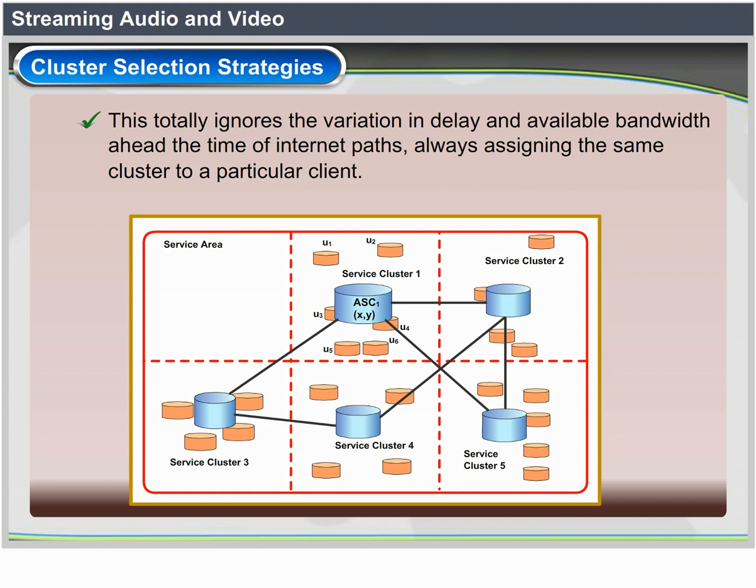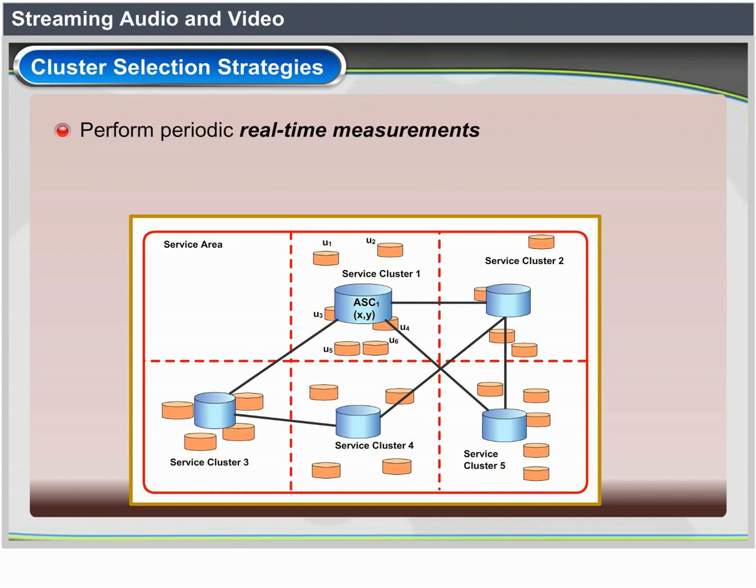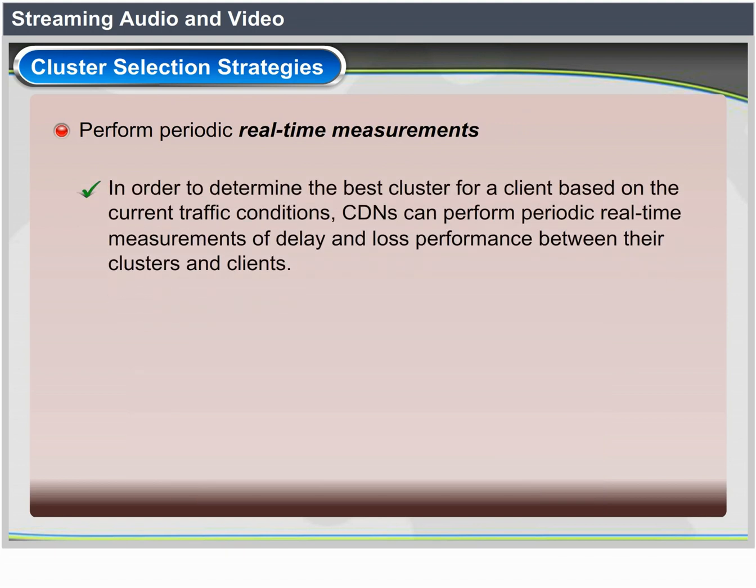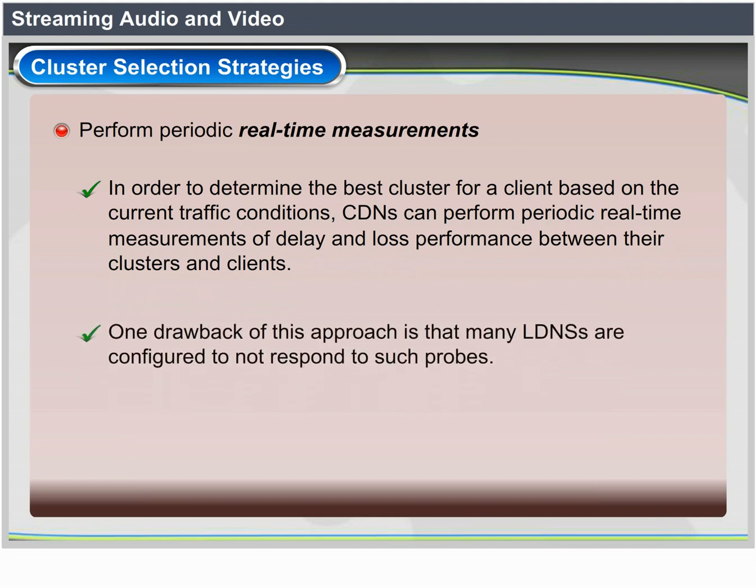Perform periodic real-time measurements. In order to determine the best cluster for a client based on the current traffic conditions, CDNs can instead perform periodic real-time measurements of delay and loss performance between their clusters and clients. One drawback of this approach is that many LDNSs are configured to not respond to such probes.